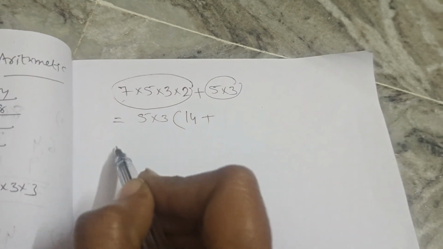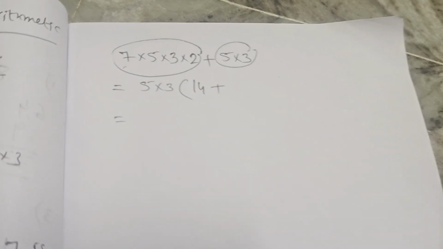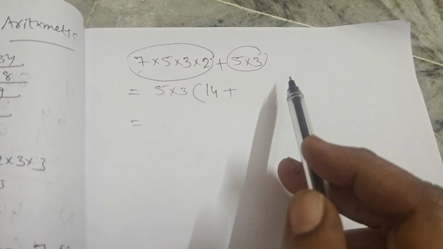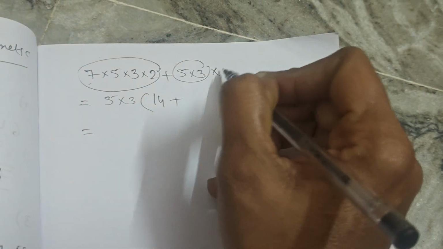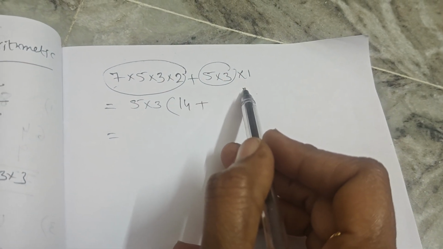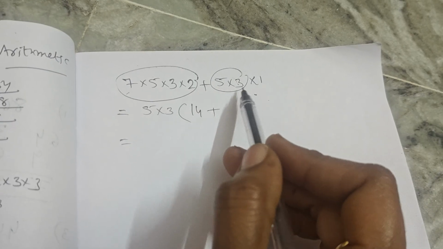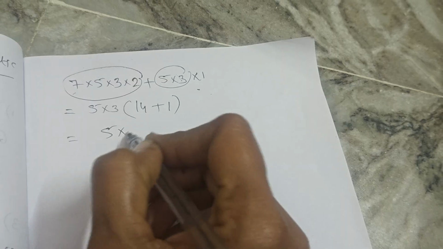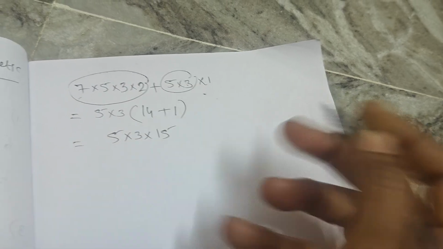Plus, see here, if you take 5 into 3 common, nothing is left. If nothing is left, we should not write 0. We can write this one as 5 into 3 into 1. Then the value does not change. If you have taken 5 into 3 common, here 1 will be there. So 5 into 3 into 15.